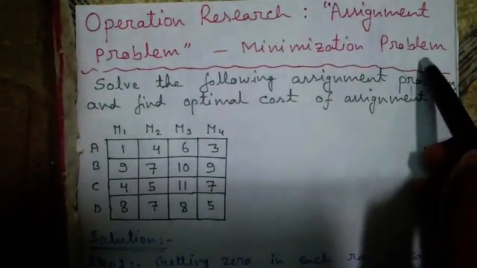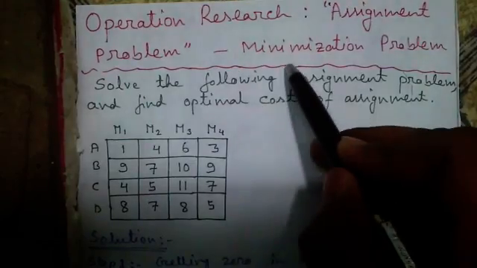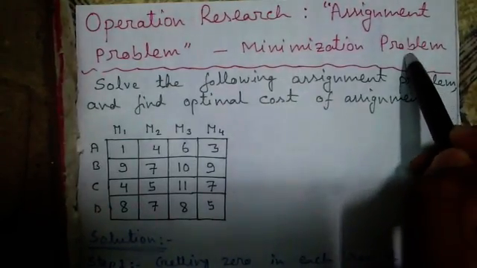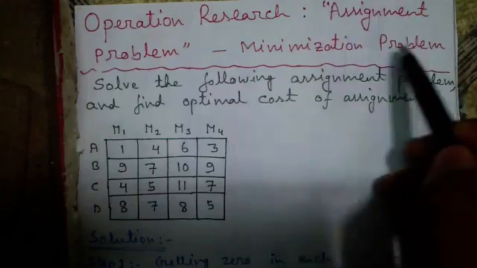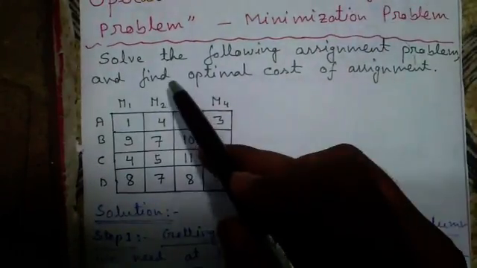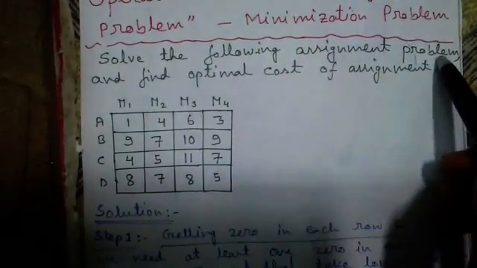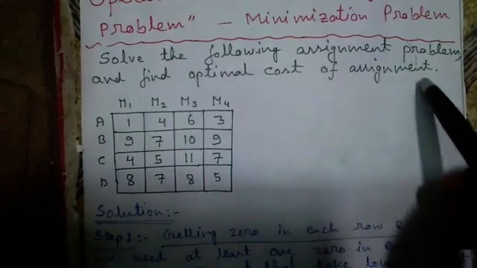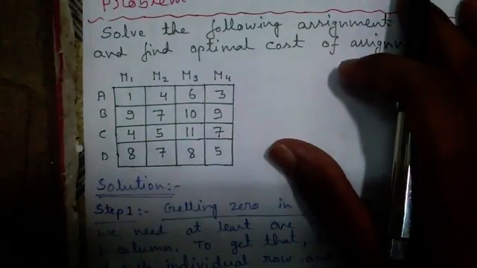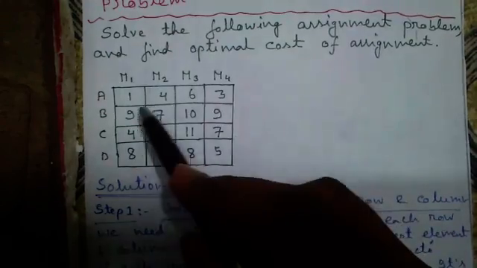Assignment problem is of two types, one is minimization problem and the other is maximization problem. Today we will focus on minimization problem. Our question is: solve the following assignment problem and find the optimal cost of assignment. The basic funda of assignment problem is that there will be a grid of numbers.